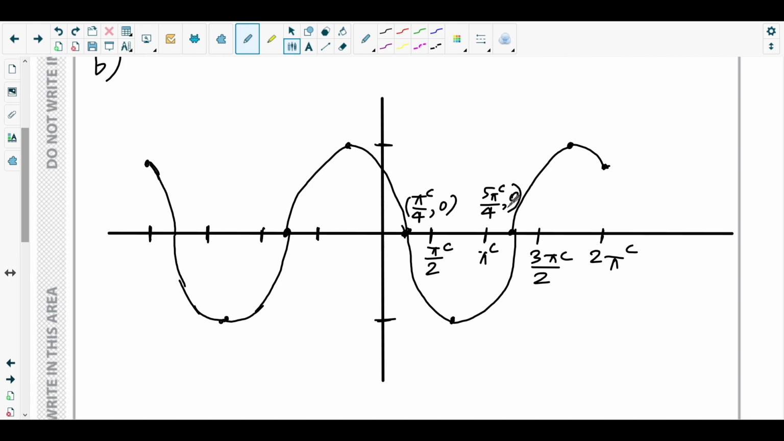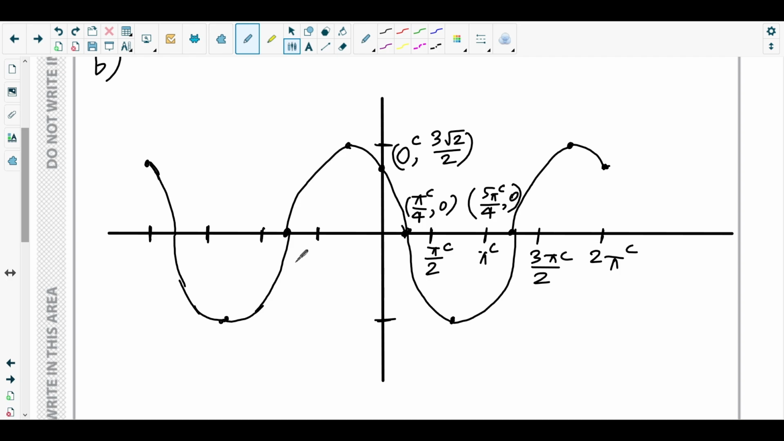We need to mention where it is intersecting the x-axis and the y-axis. So here it's what? 0 radian, and its y coordinate is 3 square root of 2 over 2. Remember, this y-intercept and the two endpoints will be at the same level because they have the same y coordinate, 3 square root of 2 over 2.